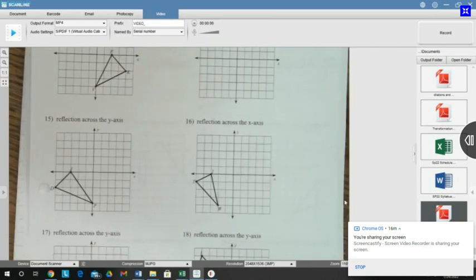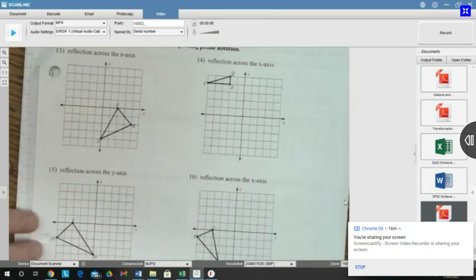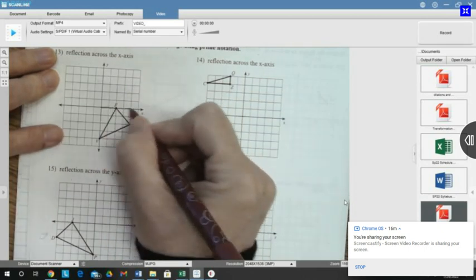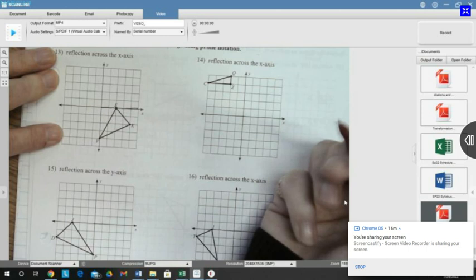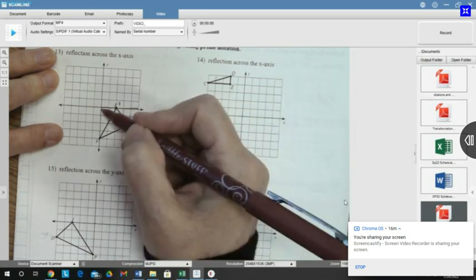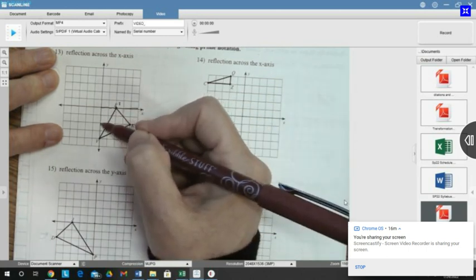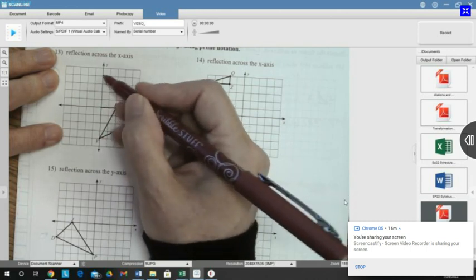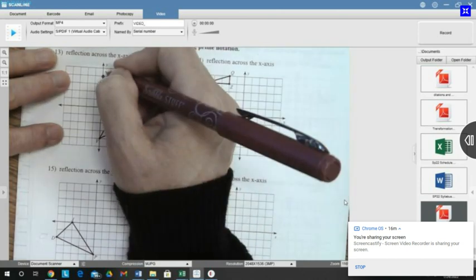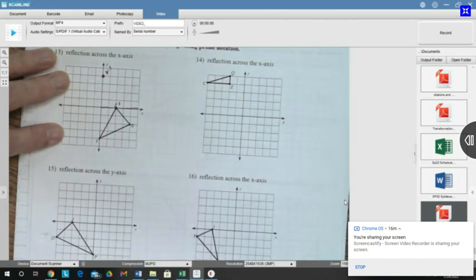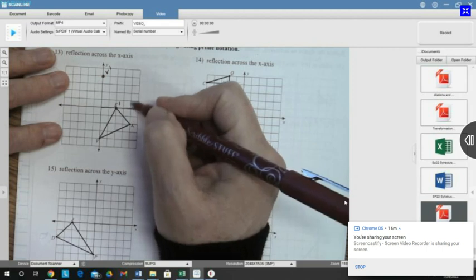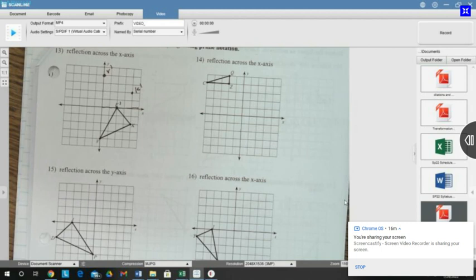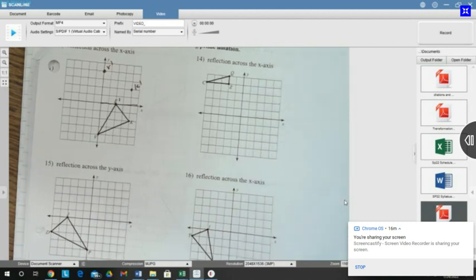Reflections, number 13. Reflections across the x-axis. All right, so here's my x. So F is on x, so F prime is also going to be on x. V is 1, 2, 3, 4 down from x. So 1, 2, 3, 4 up from x. There's my V prime. K is 2 down, so 2 up is my K prime. Okay, you shouldn't have any problems with reflections.